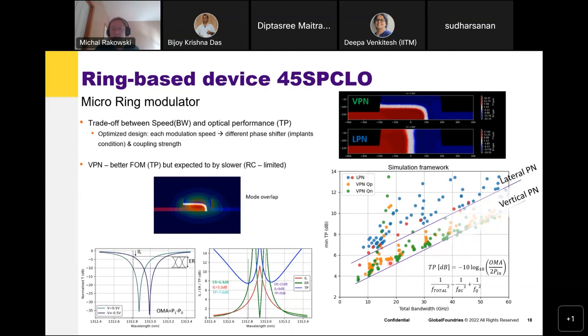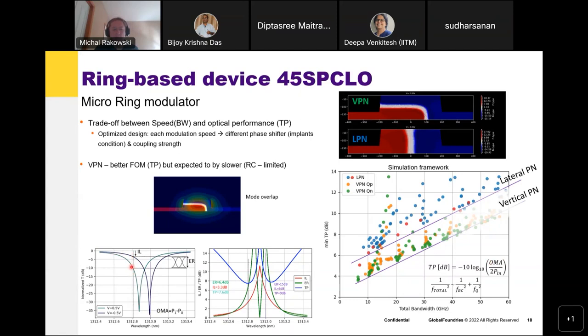So here we plot the transmitter penalty of the ring modulator, which is defined as an OMA normalized to two times the input power in the logarithmic scale. We look at the maximum OMA you can achieve from the modulator. So when you modulate between two different voltages, there is a specific wavelength on the slope where the difference between transmitted bit one and bit zero is maximum.